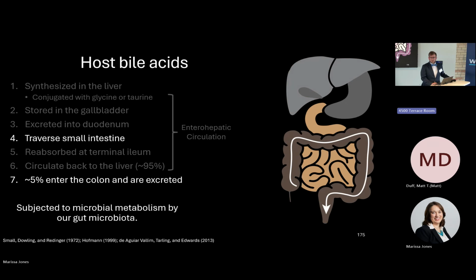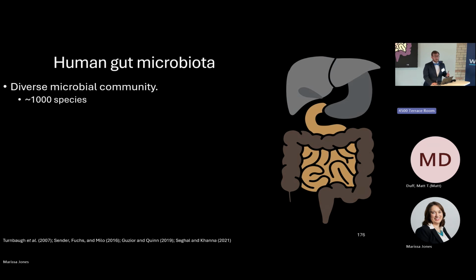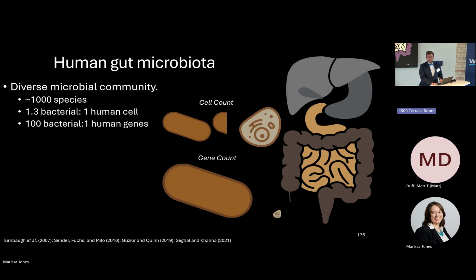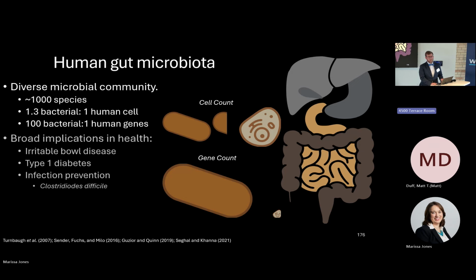But throughout the entire intestinal tract, these compounds are subjected to various forms of microbial metabolism by our gut microbiota. When I talk about our gut microbiota, this is a diverse microbial community present throughout the gastrointestinal tract. It's comprised of around 1,000 species, at least more recent estimates have it at that. And it's estimated that there is just barely more than one bacterial cell per human cell in your body. Yet when you look at genetic diversity, there are around 100 bacterial genes per single human gene, just really emphasizing the potential diversity of metabolic activity within our gut microbiome.